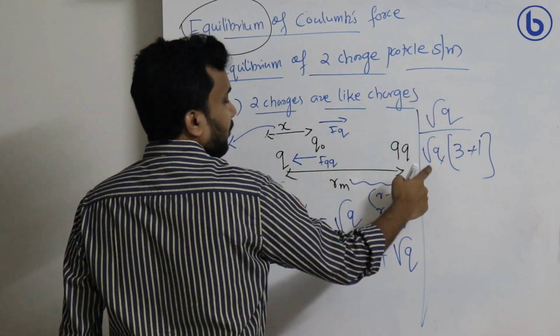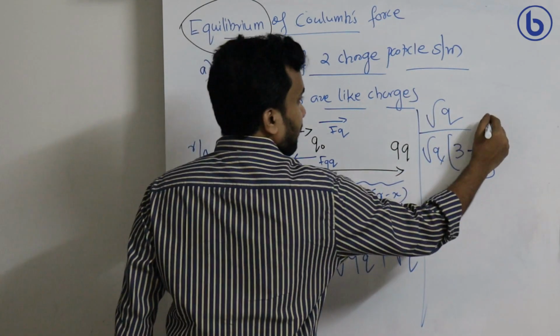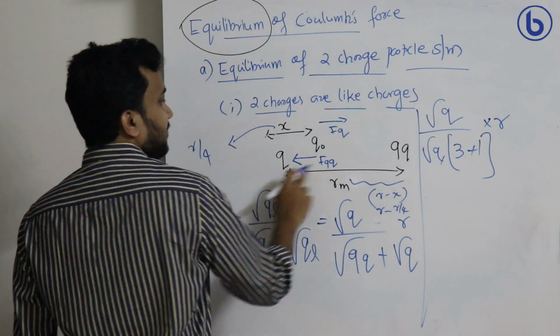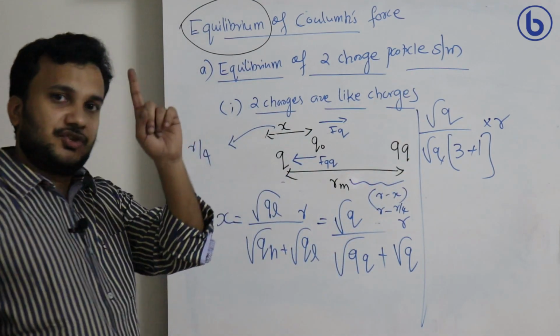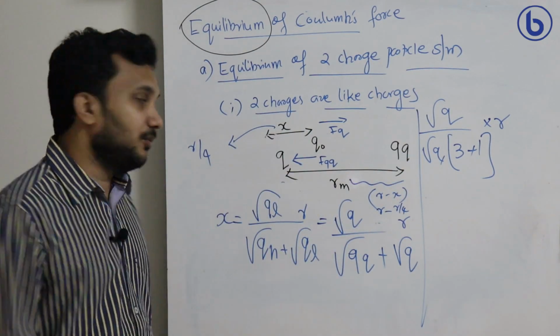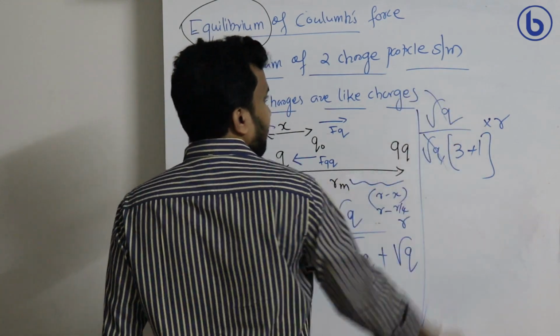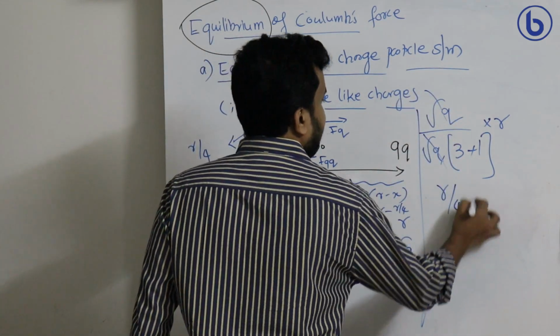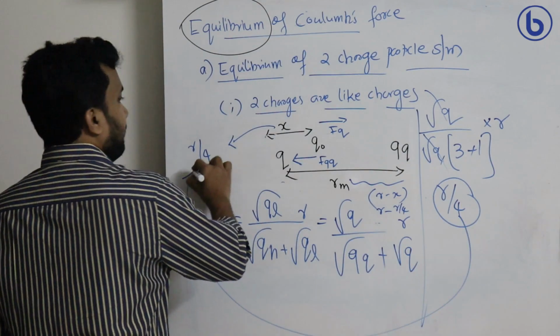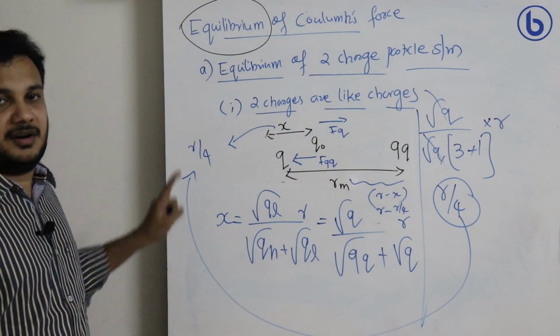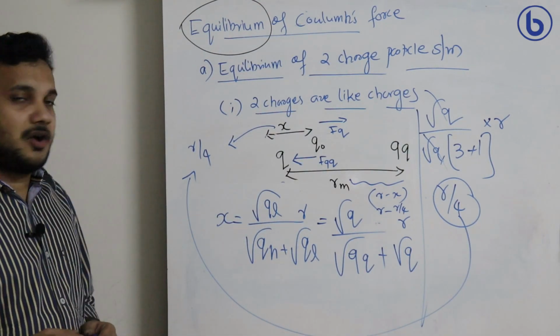So now root q divided by root q into 3 plus 1, multiplied with r. r is the distance between the two charges, which should be given in the question. Definitely that value will be there. So root q cancels, and you get r by 4. This is what we got before also, right? We also got r by 4. This is the concept here.